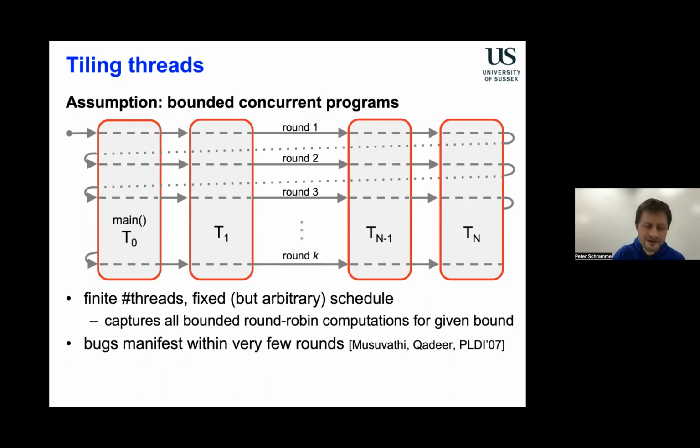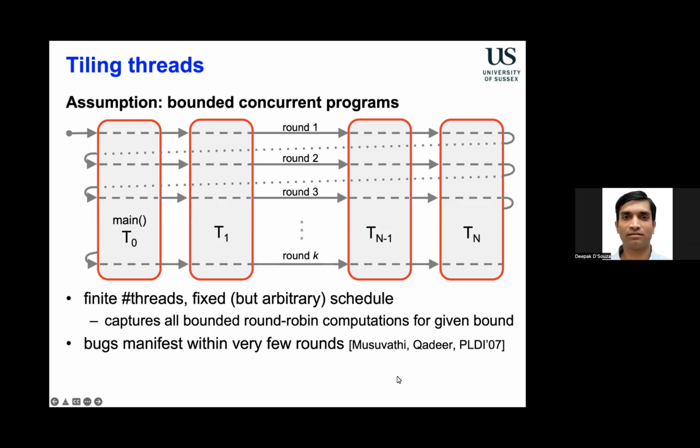So this is what CSEC is doing. One of the main motivations behind bounding context switches is that it has been observed that most bugs can be found with very few context switches. This was observed first in 2007.